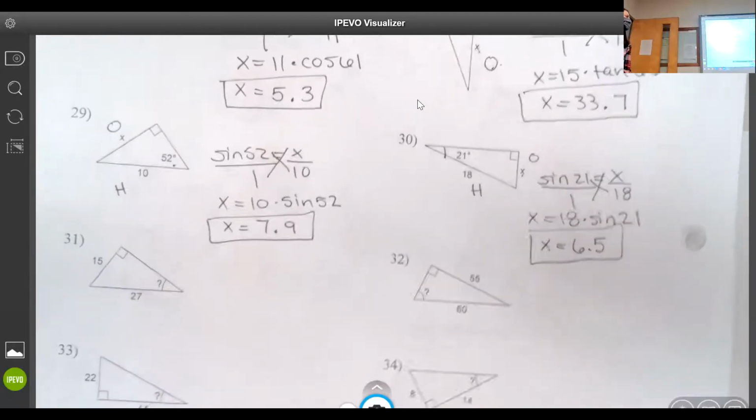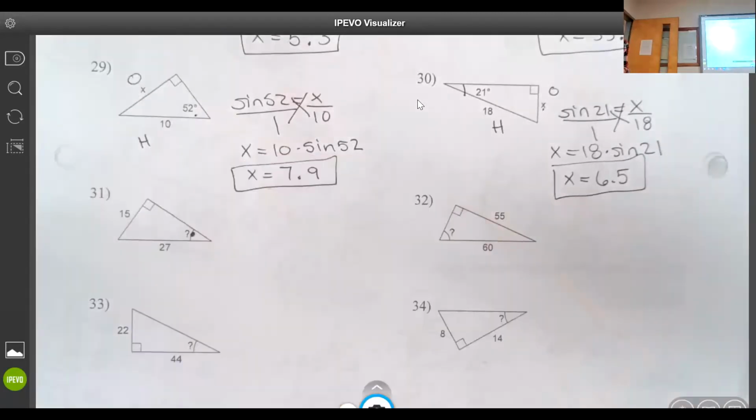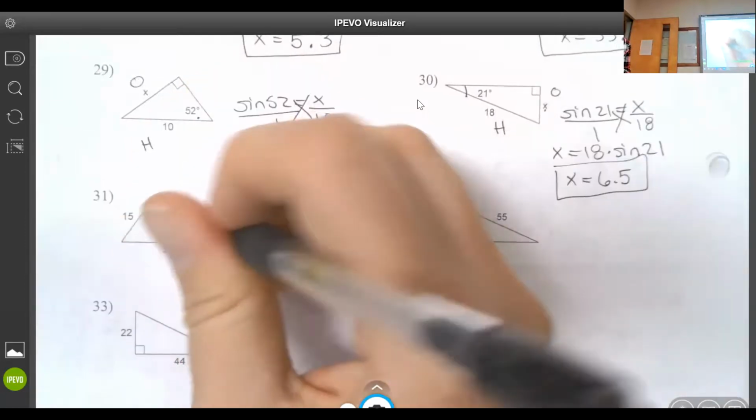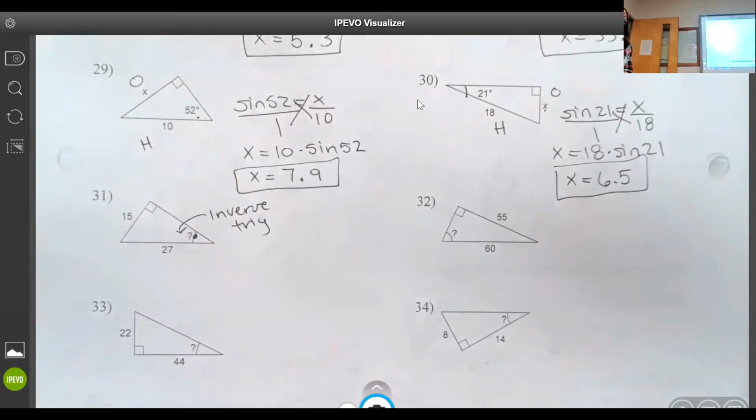Then we get to 31. And what's missing on 31 is the angle. If the angle is what's missing, now we are looking at inverse trig. If it looks like this, that's when I know to switch to inverse trig. Inverse trig is kind of easier as long as you know how to use the calculator for it. There's no cross multiplying or solving involved. It's literally figure out what you have, put it into your calculator, and it gives you the angle out.